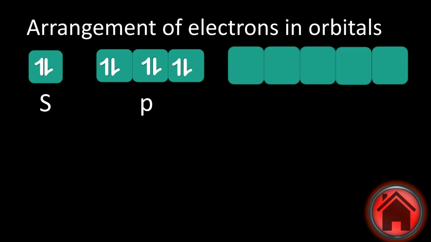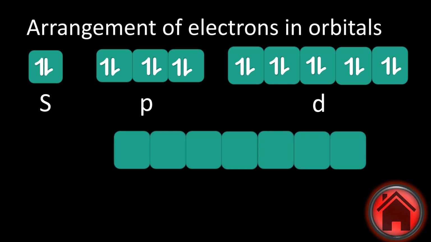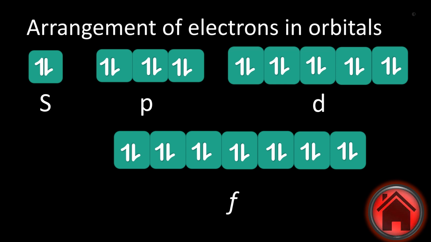Now coming to d, it has 5 degenerate orbitals. I have represented the 5 degenerate orbitals with 5 different boxes, children. So first, second, third, fourth, fifth: a total of 5 electrons occupy singly in each degenerate orbital. Afterwards, they will be paired, like this, up to 10 electrons. Now coming to f, it has 7 degenerate orbitals. So these are the 7 electrons. First they occupy singly, then they pair up. Got it, children? This is the arrangement of electrons in the orbitals.